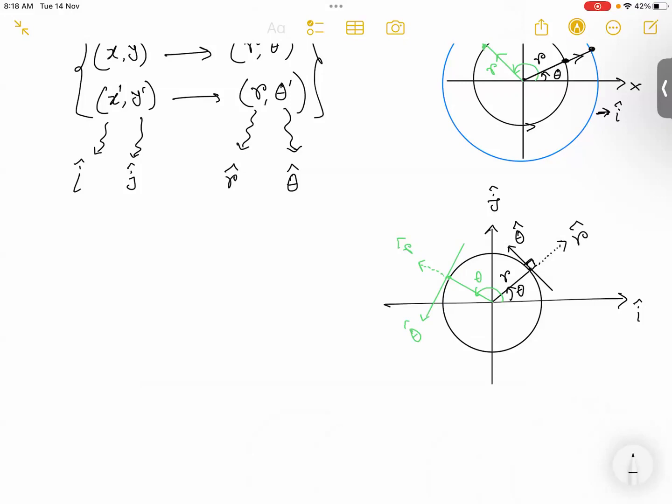Now the question is, how can you relate this theta hat and r hat with, let's say, i hat and j hat? We are generally used to doing calculations in i hat and j hat, so we need a relation between them. How do we do that? Now if you look closely, then these graphs look like this. So this was i hat and j hat, and this is basically r hat. This was the theta hat.